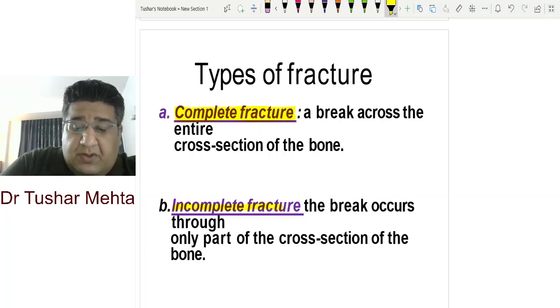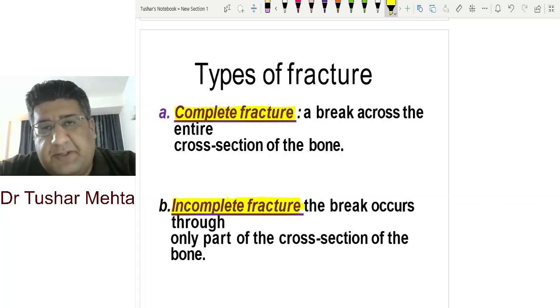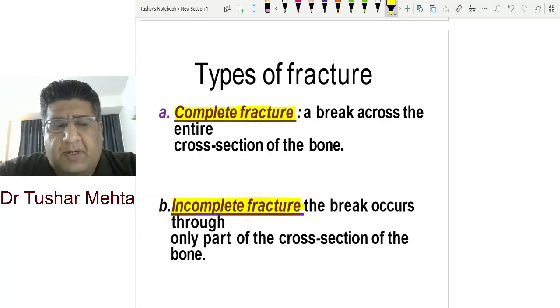The one in which only one part of the cross section is breached, that is what we call an incomplete fracture. So two classifications broadly we have discussed till now: closed, open, complete, incomplete.